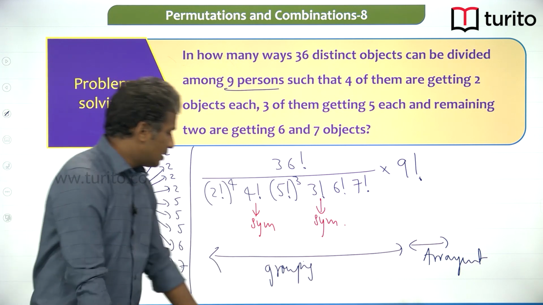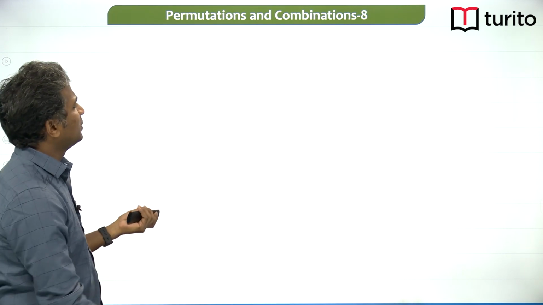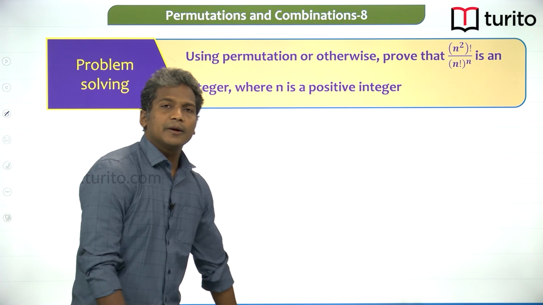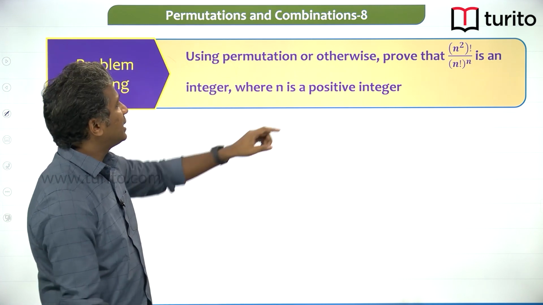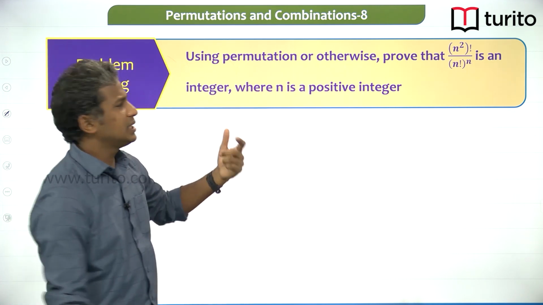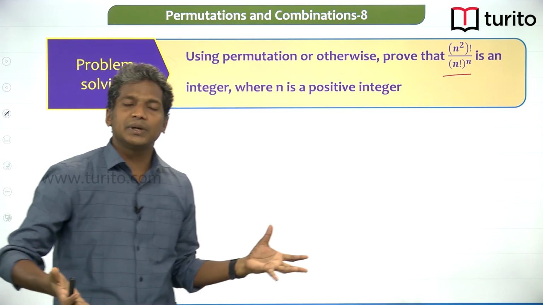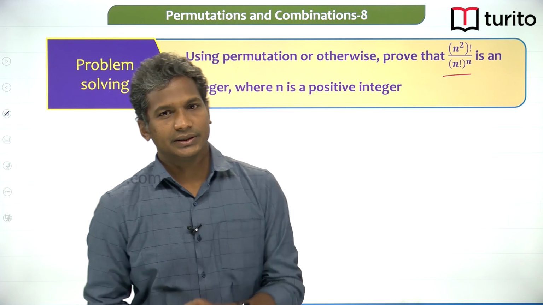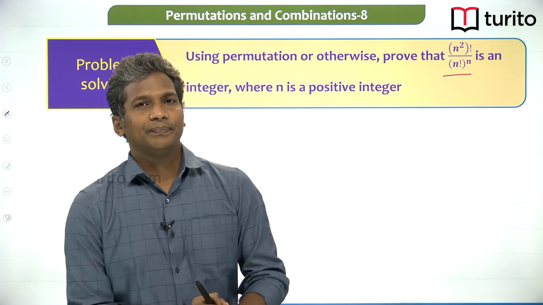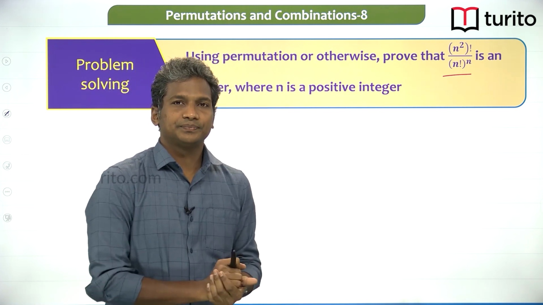Okay. Now let's take up another problem. Here we have to prove that this certain expression is an integer, either by algebra or by permutations and combinations. So how do we do that? Let me first explain the algebra.